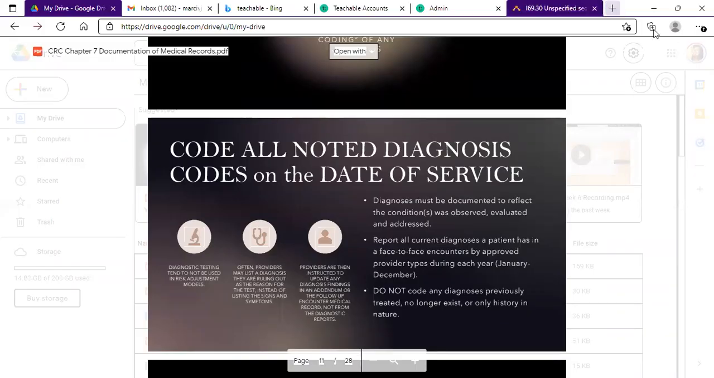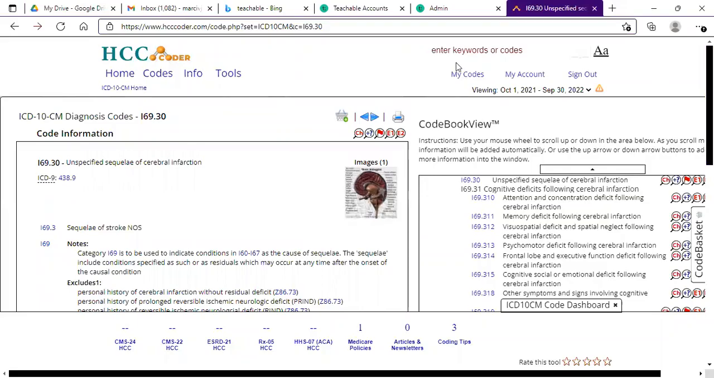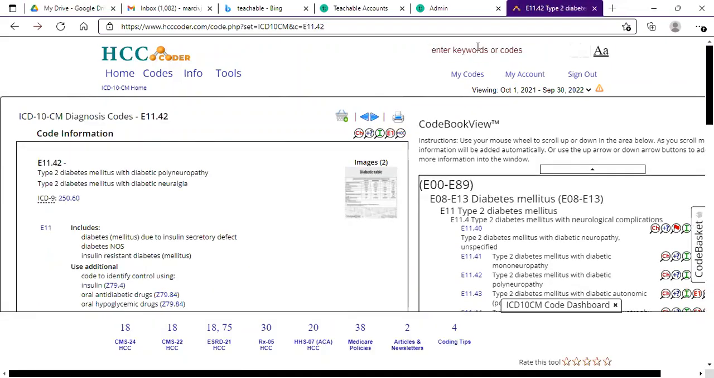Let me show you something. Thank you for asking that question. Let me go back up. Let's see, diabetes neuropathy, polyneuropathy. Okay, so you see we got here E11.42. This is diabetes type 2 with diabetic polyneuropathy. And it says, use additional code to identify control using insulin. This is the code, and anti-diabetic or oral hypoglycemic drugs is the same code.